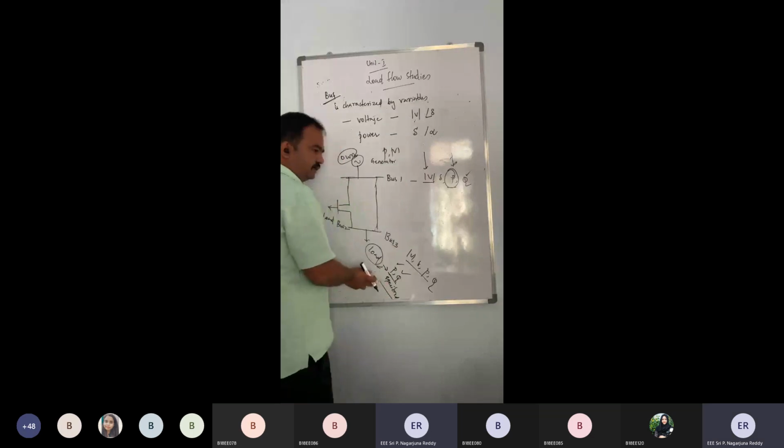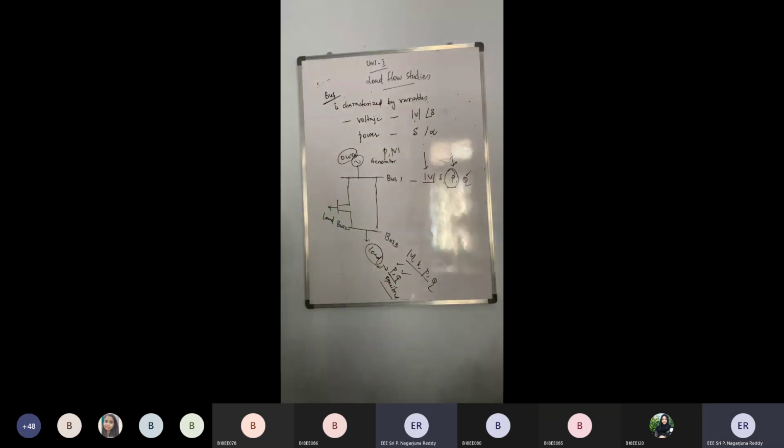Whereas the load person doesn't bother about the voltage, whether it is 230 or 220 or 215, whatever it may be. But his target is that he is supposed to get, let us suppose, 100 megawatts of power.